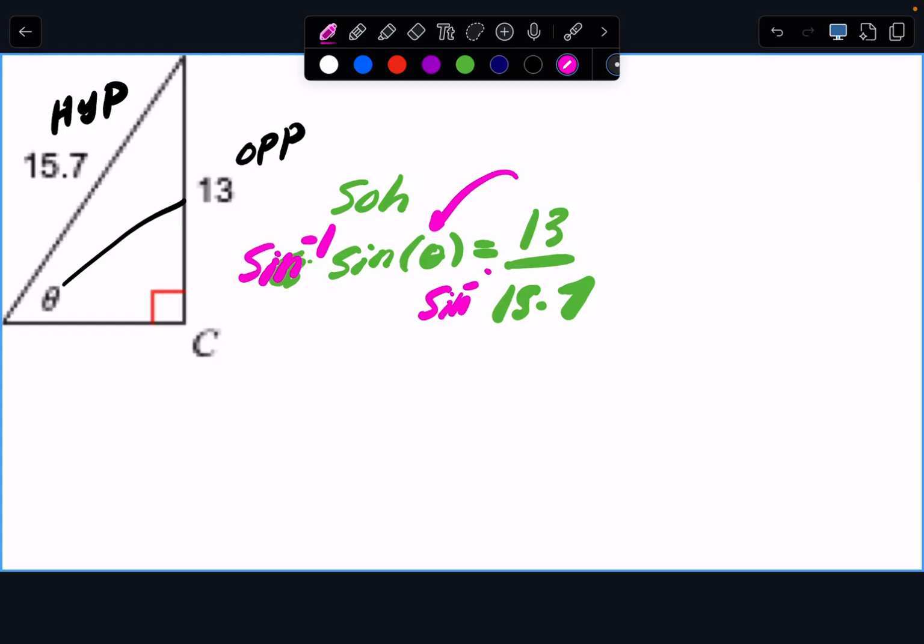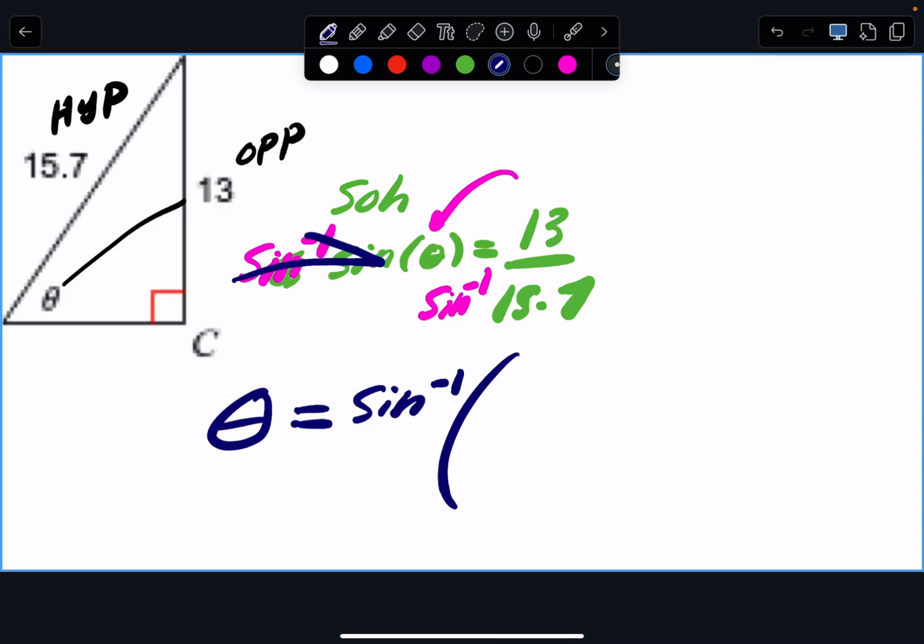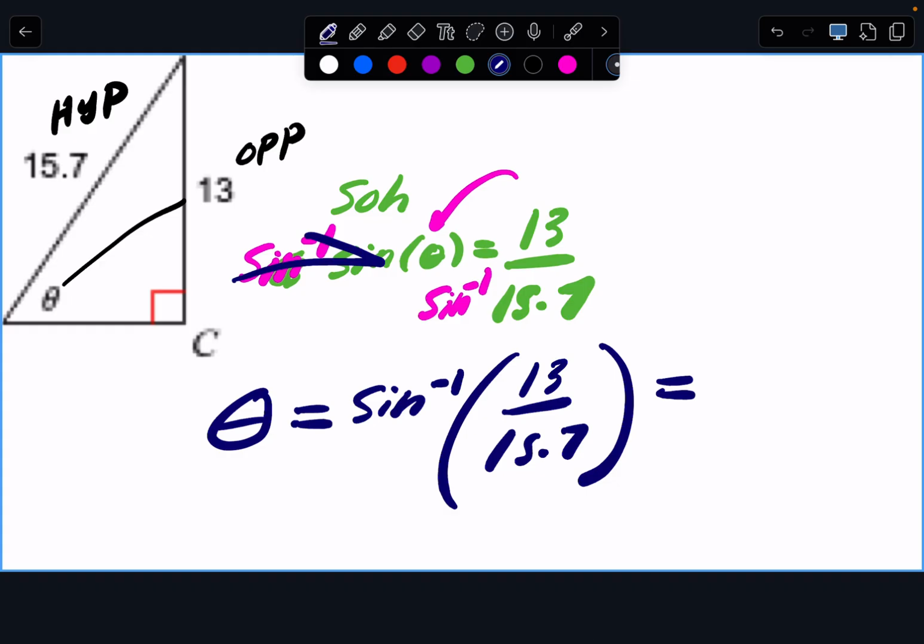Now, a lot of people think that's hard because they don't get it. They're like, well, I don't get why. That's a memorization thing. You're not understanding why that is. So this cancels out, and we have theta equals sine inverse of 13 over 15.7. The calculator's been programmed to calculate what sine inverse is.